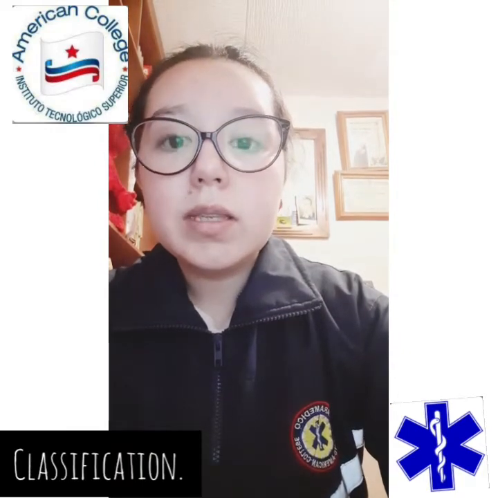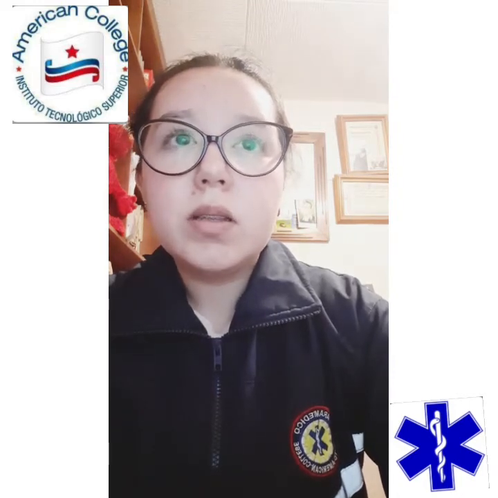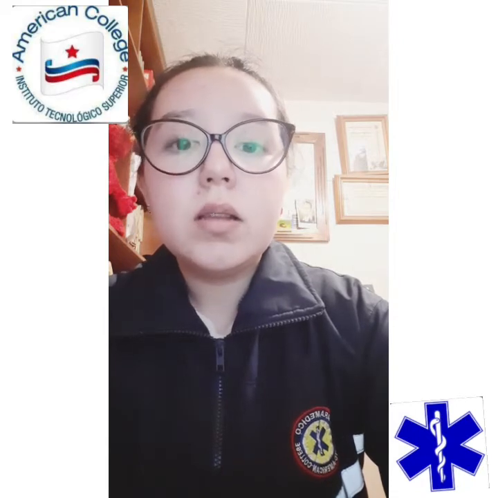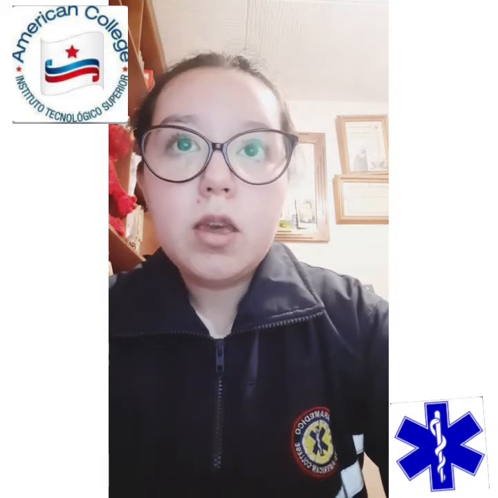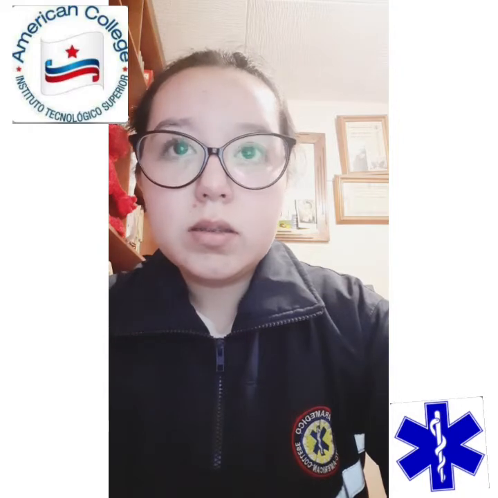Classification. Complete fracture: the bone is broken in two parts. Greenstick fracture: the bone breaks but does not separate in two parts. It's typical of children. Comminuted fracture: the bone breaks in more than one part, in splinters.